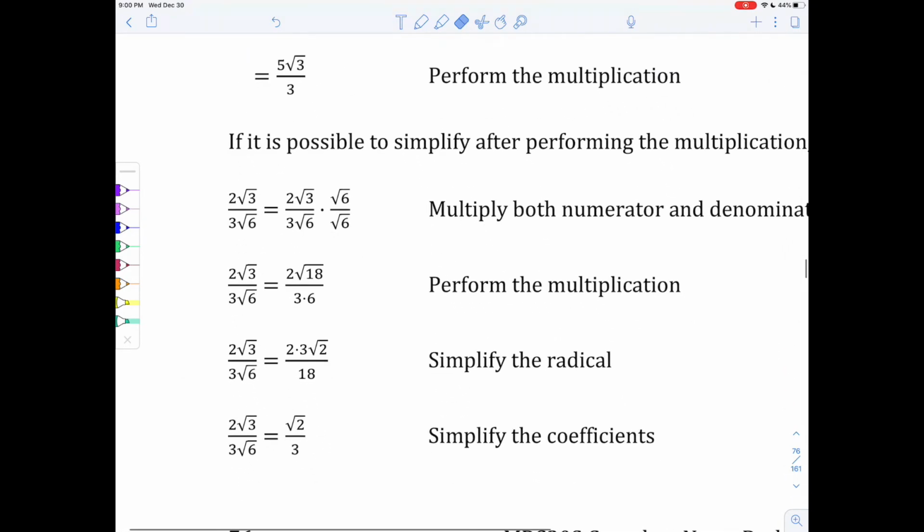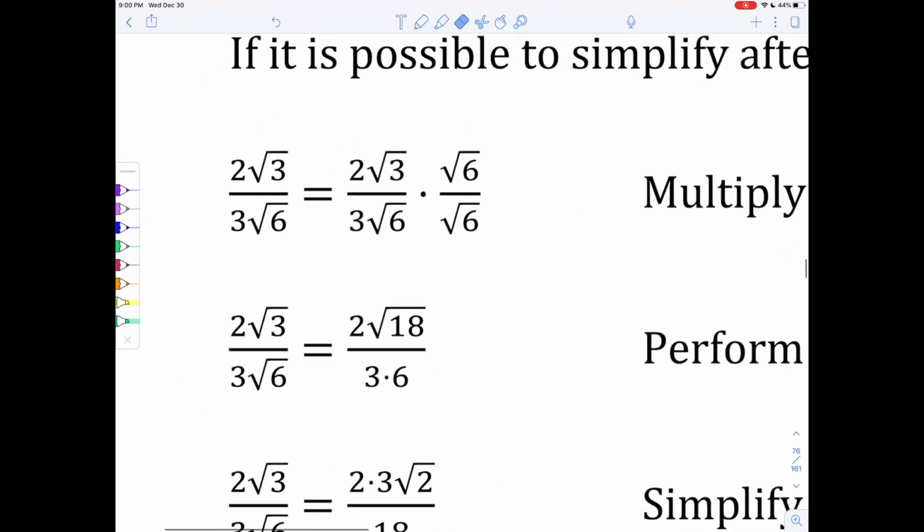So looking at this next example here, we're going to look at this guy. So 2 root 3 over 3 root 6. And again, I'm only really prioritizing that denominator. So I am going to do what I can to get rid of that radical in the denominator. Right now, my denominator has a root 6 in it. So to get rid of, or to rationalize that denominator, I'm going to multiply it by root 6. And if I do that at the bottom, I kind of have to be fair, so I have to do it on the top as well.